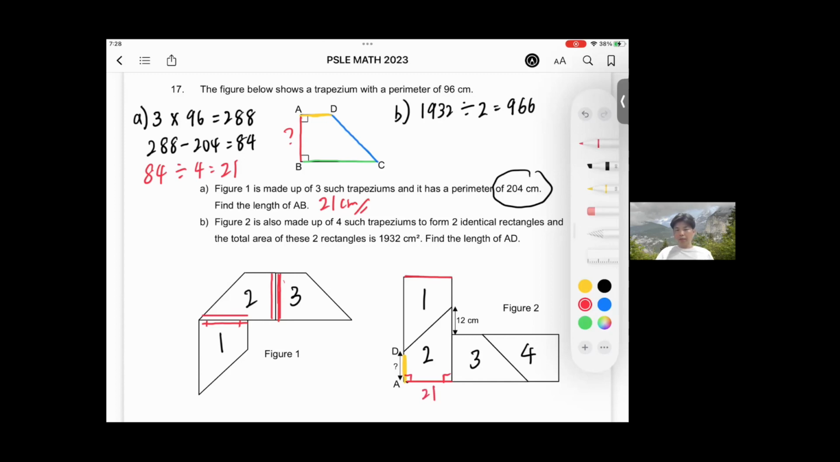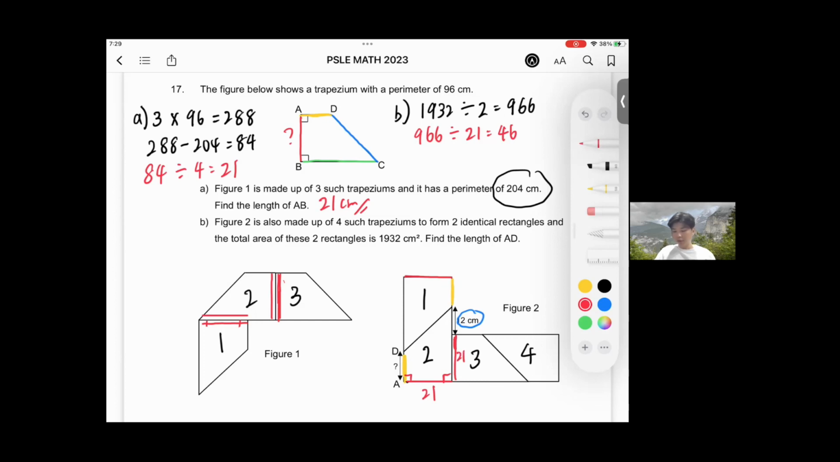So with that, we are able to find the length of the rectangle. We just take 966, the area of a rectangle, divide by the breadth, we will get the length of 46 centimeters. So 46 centimeters is actually made up of this yellow line here, that's the shorter of the two parallel lines, as well as this 12 centimeters here, that's given. And lastly, the last part there is actually the red line. If you look at this trapezium 3, that is actually the red line for trapezium 3. So we know that is 21 centimeters based on the answer in part A.